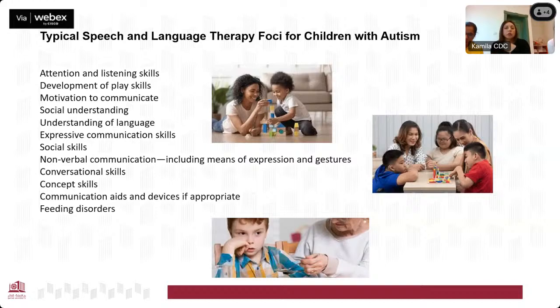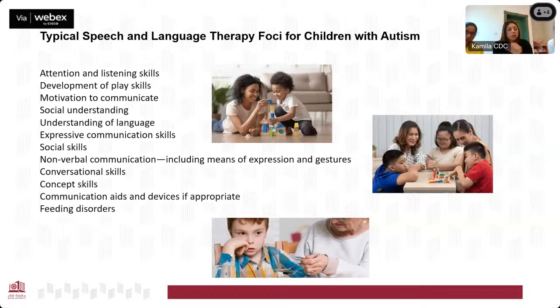Now, specifically for children with autism, the typical areas that we focus on are language, cognitive linguistic skills, as well as social pragmatic skills. We also focus on speech sound production, which is very important. But typically for kids, if you look at the first 10, we're talking about attention skills, play skills, motivation to communicate, receptive language, expressive language, conversational skills, and descriptive language.